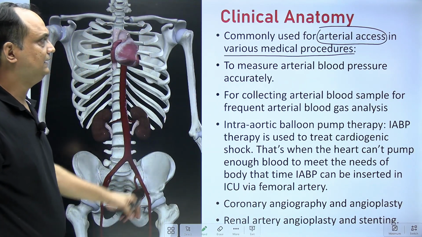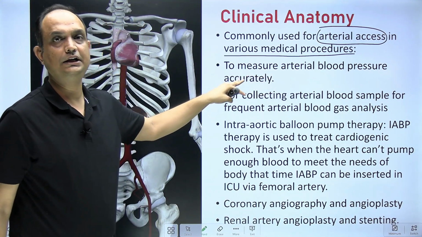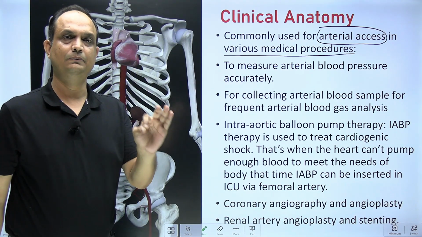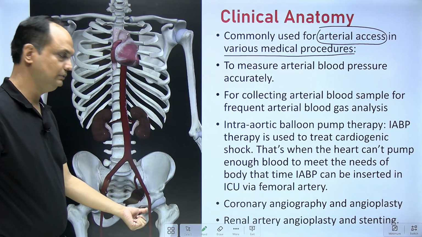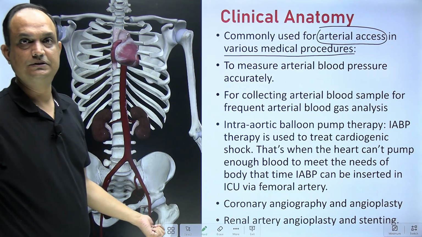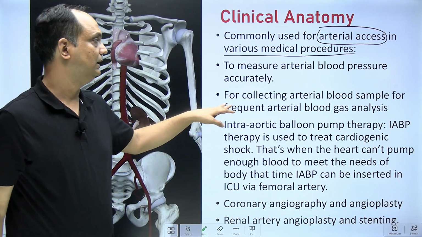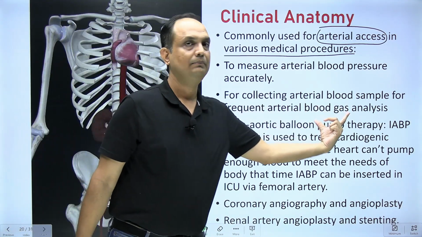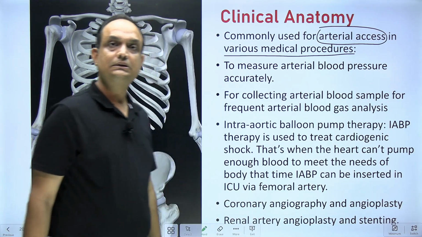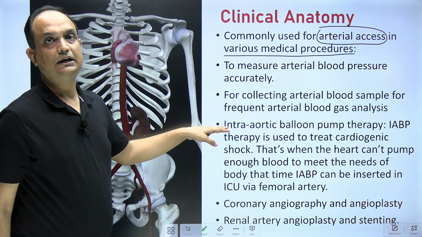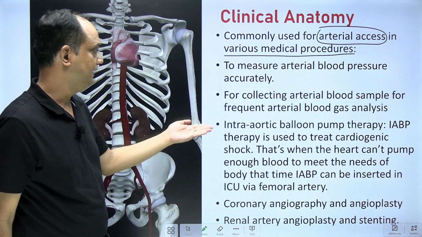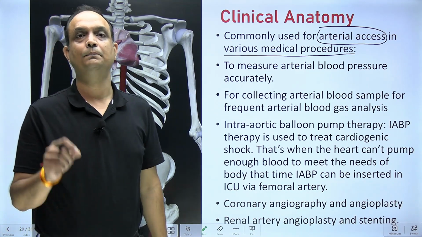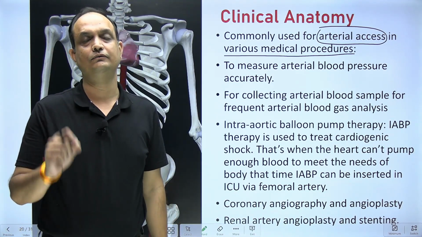Now what are these procedures? Like when we want to take arterial blood pressure. When you accurately want to know the arterial blood pressure, the cannula will pass through the artery and the pressure will be measured. Second is when we want to take an arterial blood sample, and these samples are taken for blood gas analysis. The third importance is that there are some invasive procedures like intra-aortic balloon pump therapy. Now this intra-aortic balloon pump therapy is given in case of shock.